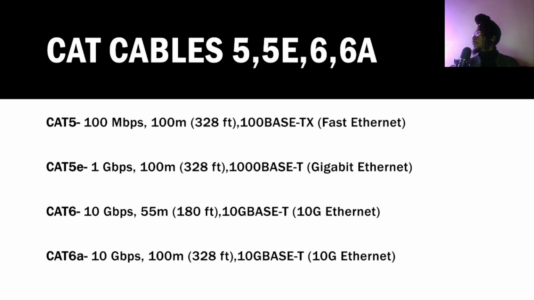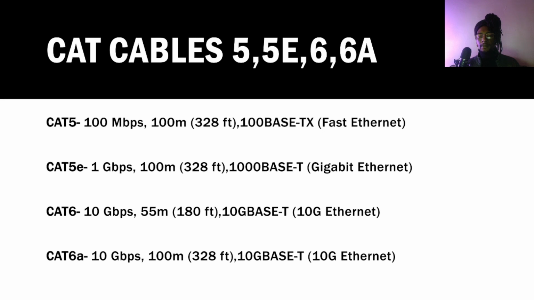Cat cables 5, 5E, 6, 6A. Cat 5, 100 megabits per second, up to 100 meters, which is 328 feet. 100BASE-TX Fast Ethernet. Cat 5E, 1 gigabit per second, 100 meters, which is 328 feet. 1000BASE-T Gigabit Ethernet.